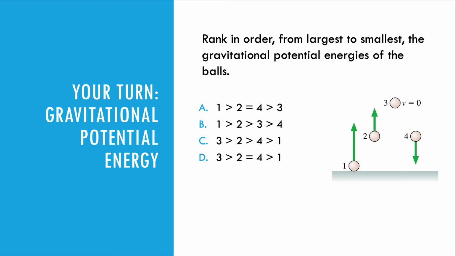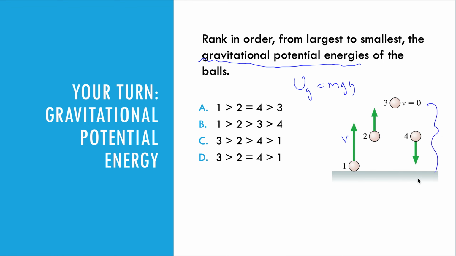This first one here. Rank in order from largest to smallest the gravitational potential energies of the balls. So pause the video and think about it. We can see that we have a ball going upward. It seems the green arrow is the velocity, so it has a high velocity, while we have balls going up and down, and then a ball at rest. So if we're looking for gravitational potential energy, that's going to be UG equals mgy. So remember, it only depends on the height. So all this information about the speed really doesn't matter.